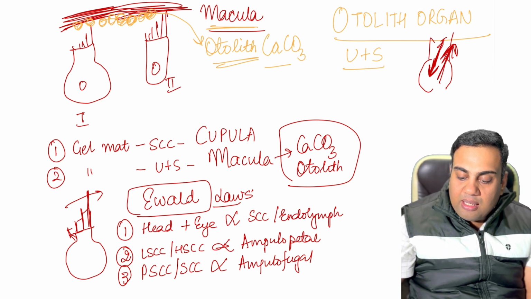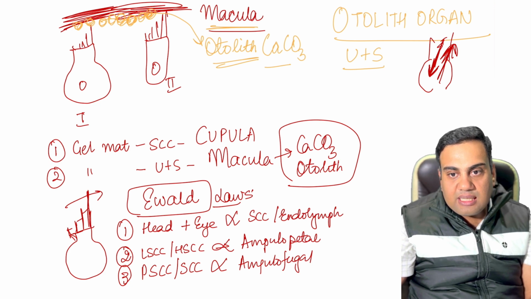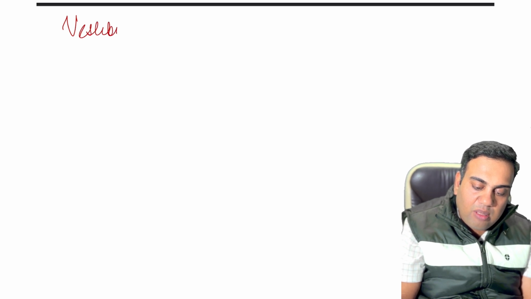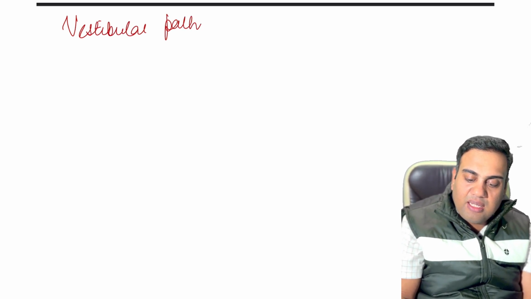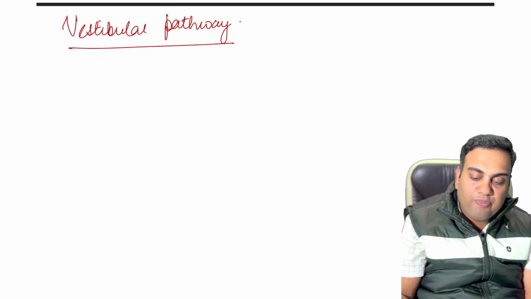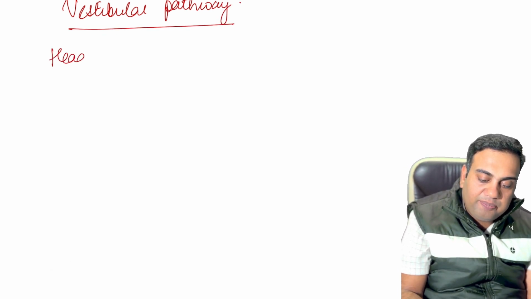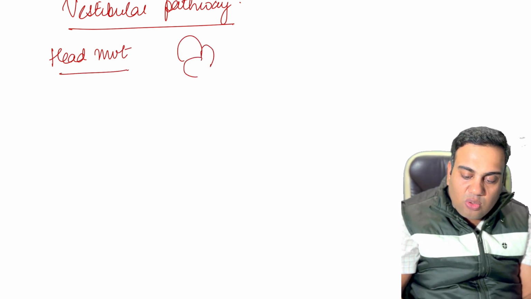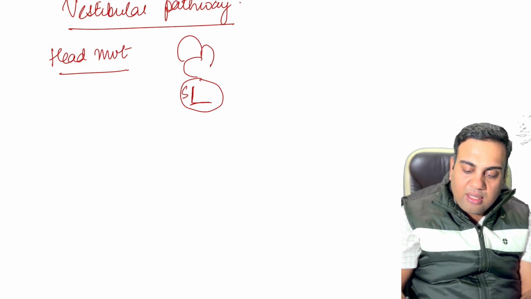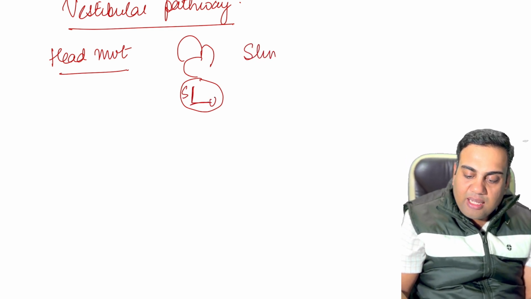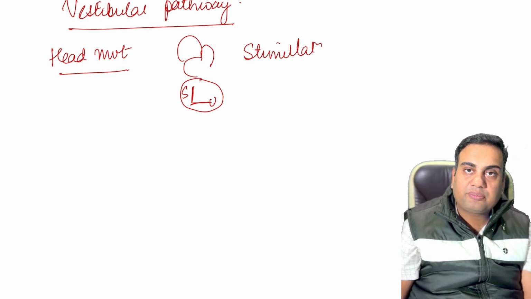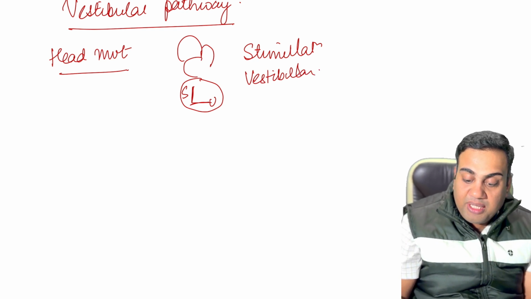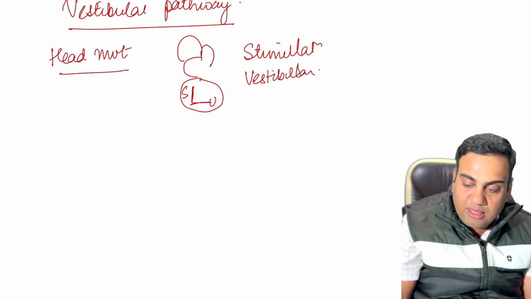All right. Now, once we have understood this, let us very quickly understand what is the vestibular pathway. Vestibular pathway is a very simple concept. Suppose we have a head movement. In a head movement, either the semicircular canals or the utricle and saccule, any one of these areas will get stimulated. All right, stimulation of the vestibular system. Okay, from here the nerves will take the stimulus. All right, the nerves will take the stimulus.